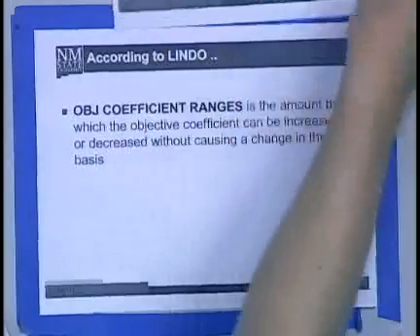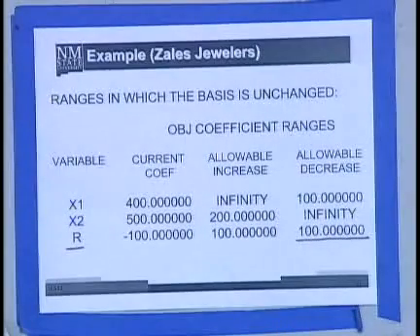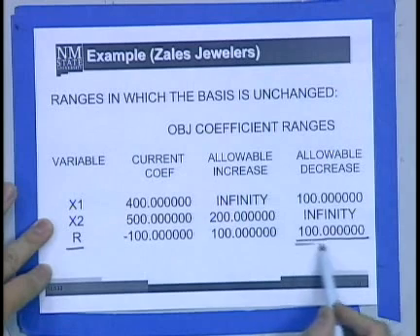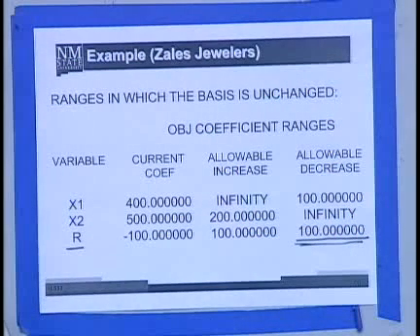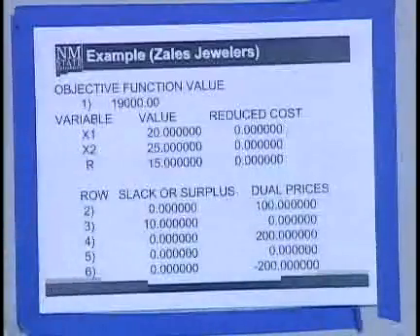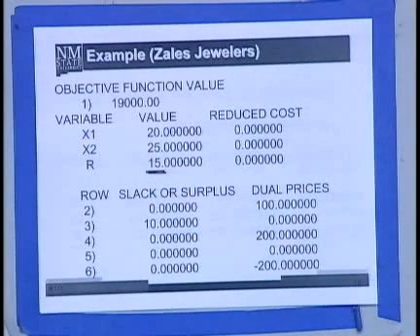So what can you say about this? The basis will not be changed, right? Which means within these ranges, the value of the variable R remains unchanged. So J's will still purchase 15 rubies to maximize their profit. Okay?